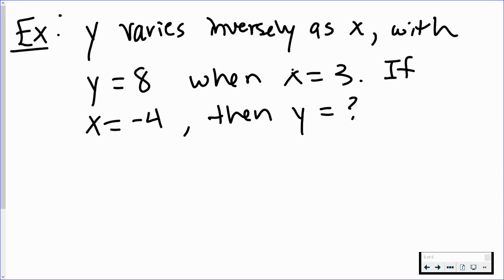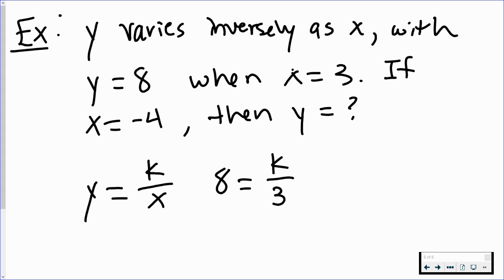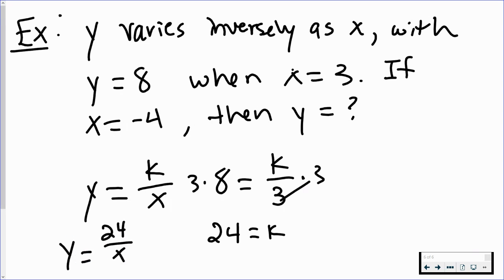Think about what we wrote for inverse variation. y equals k divided by x. Let's plug in what we know. y, I forgot the y. y was 8 equals k divided by x, which was 3. If we want to solve for k, we need to multiply by 3. Okay, so 24 equals k. Now we know that y equals 24 divided by x for this problem.